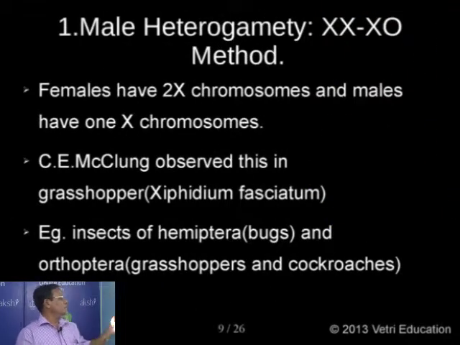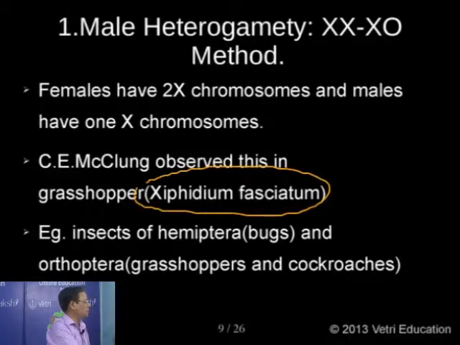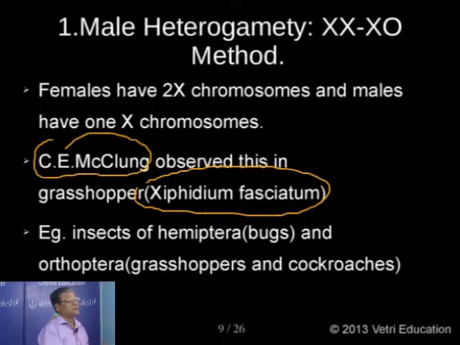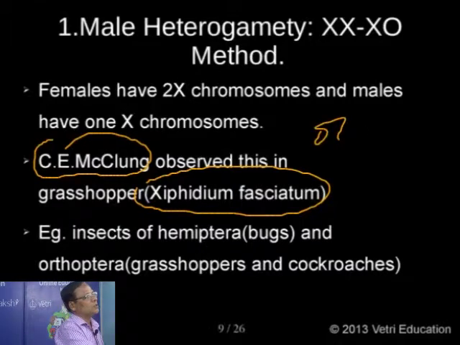This is very common in orders like Orthoptera. In the class Insecta there are 29 orders, and one such order is Orthoptera, which normally includes cockroaches and grasshoppers. One such grasshopper, described earlier by Clarence McClung, is Syrbula fasciatum, where the male has 23 chromosomes and the female has 24 chromosomes.